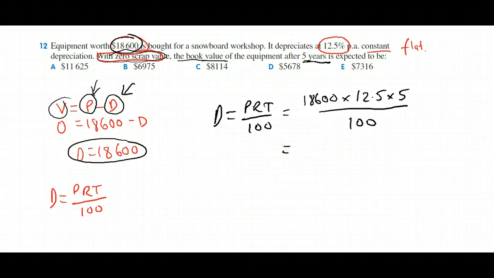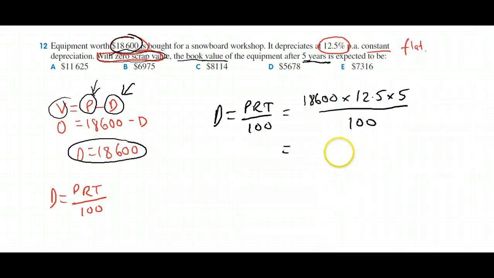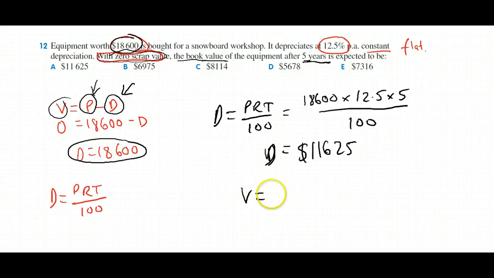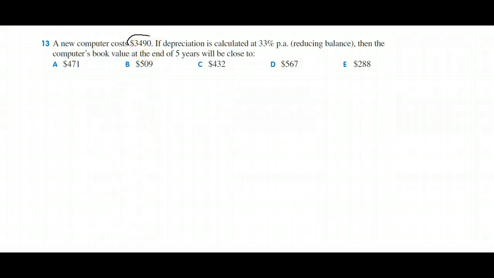Okay, when we put that into a calculator, we get 18,600 times 12.5 times 5 equals that, divided by 100 is 11,625. So 11,625, that's our depreciation. To find the book value, V equals 18,600, the purchase price, minus 11,625. And if we put that into a calculator, then we will get $6,975. So that's going to be our book value after 5 years. There it is, B.